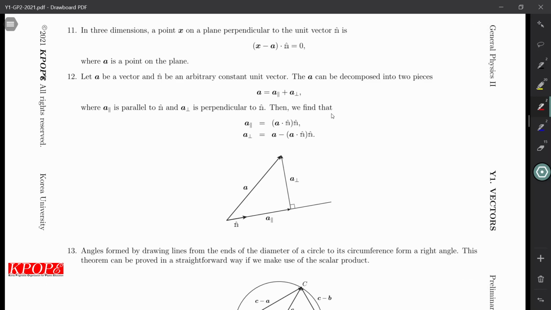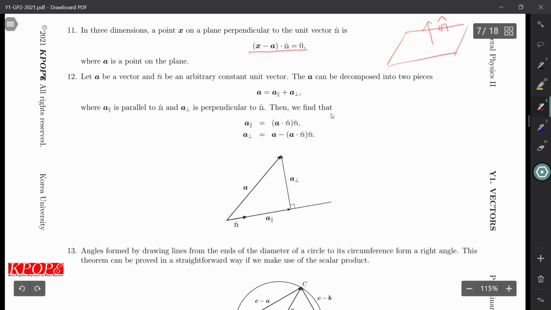In three dimensions, a point x on a plane perpendicular to the unit vector n is parameterized by this linear equation. Here's a plane. We have a normal vector that is perpendicular to this plane. I have the origin. This is a fixed constant vector, and an arbitrary point x.